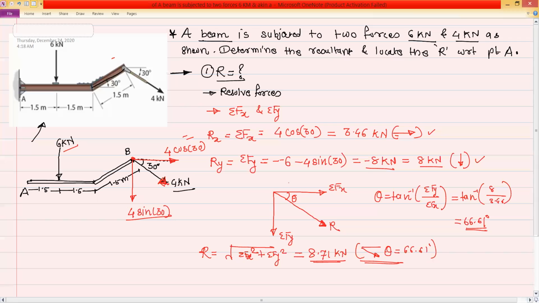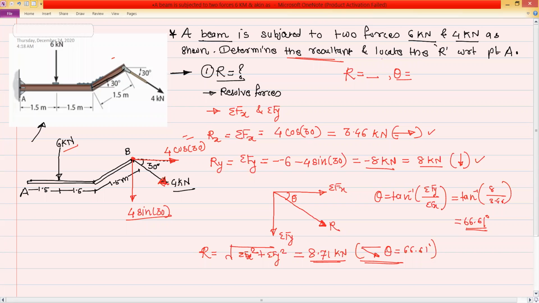Okay, now this is the first part of the question. We have to determine the resultant. So when the question is determine the resultant, that means we have to find out the R value, that is the magnitude, and we have to find out the angle theta with respect to x-axis or y-axis.